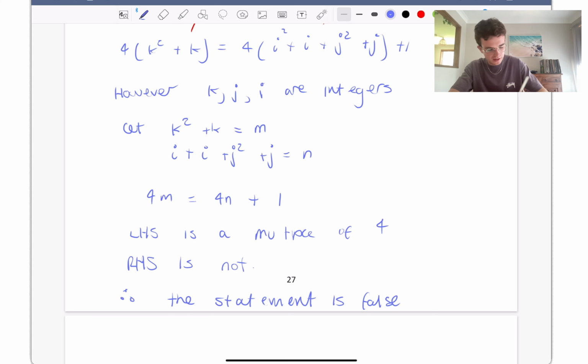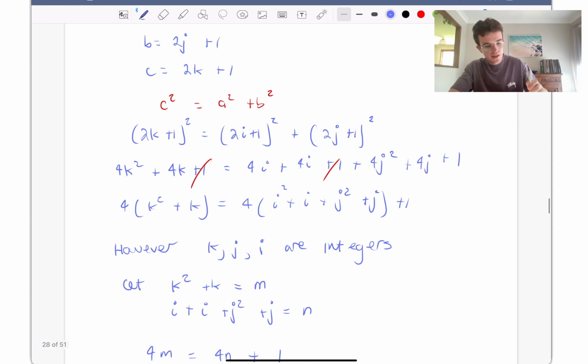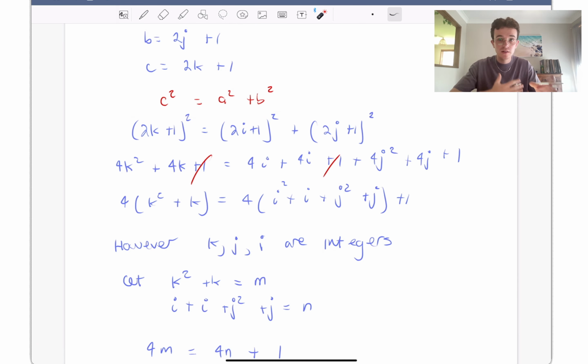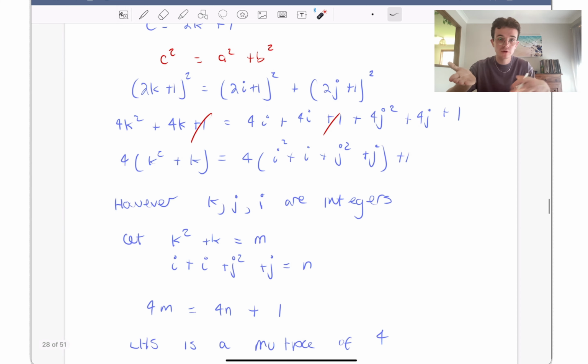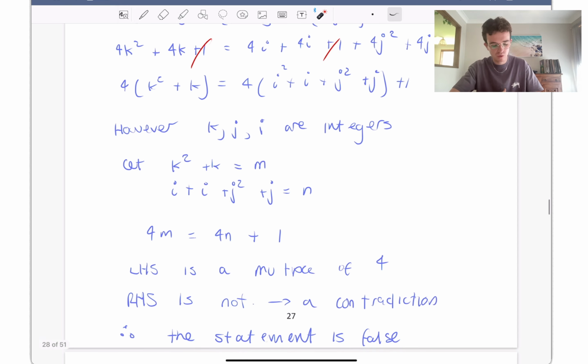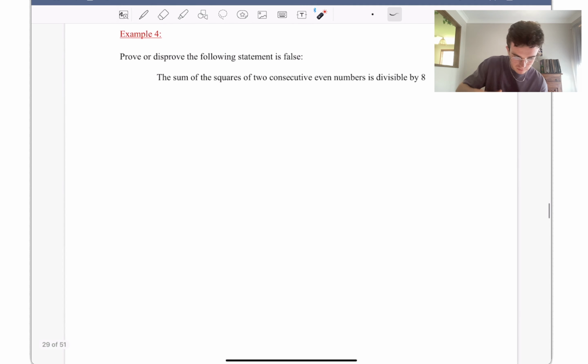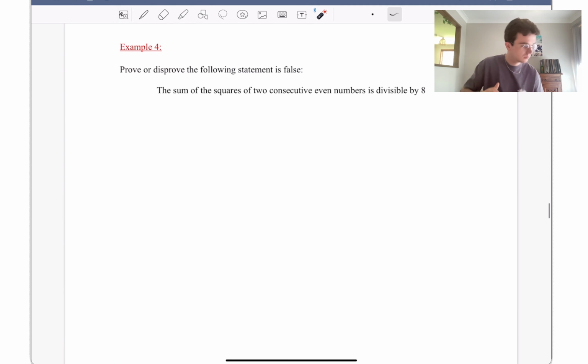And that's because this is a contradiction. It's a contradiction to the statement c squared is a squared plus b squared, because the left-hand side has to equal the right-hand side, but you can't have a multiple of 4 that's equal to a non-multiple of 4. That doesn't make sense. It's a contradiction. So therefore, such a Pythagorean triad does not exist. Okay.